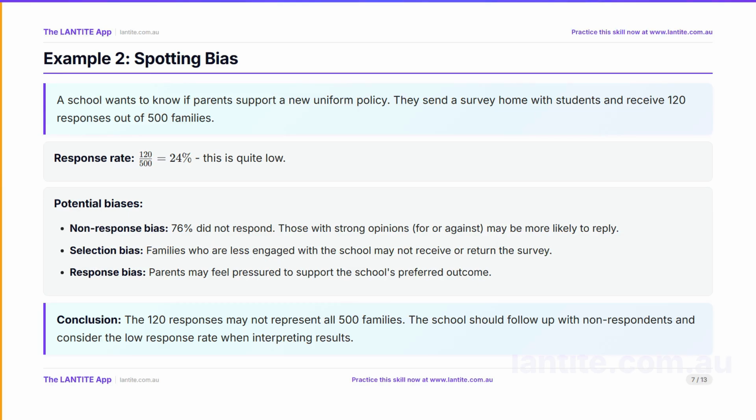A school surveys 500 families about a uniform policy, but only 120 respond, a 24% response rate. This is quite low and raises several concerns. Non-response bias: the 76% who did not respond may hold different views. Selection bias: less engaged families may not return the survey. Response bias: parents may feel pressure to agree with the school. The conclusion is that the school cannot confidently say these 120 responses represent all 500 families. They should try to increase the response rate before drawing conclusions.